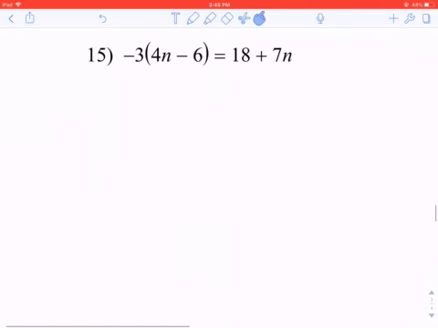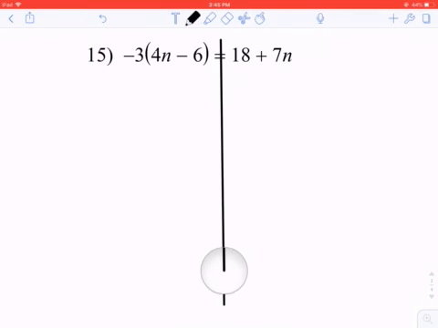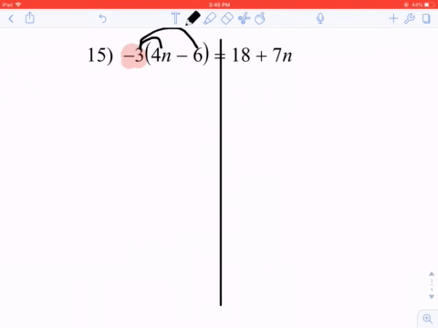Okay, number 15. Looking at number 15, we see that there is a negative 3 that is trying to distribute with 4n and negative 6. We will take care of that first. Negative 3 times 4 makes negative 12n, and negative 3 times negative 6 will make positive 18. And that is equal to 18 plus 7n. I just rewrite those terms because they have not been changed in any way.